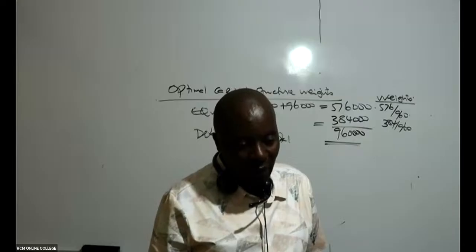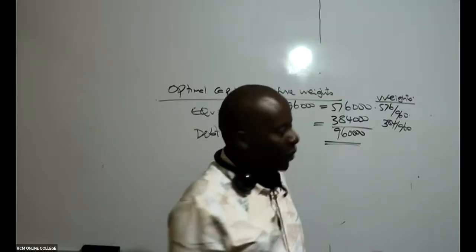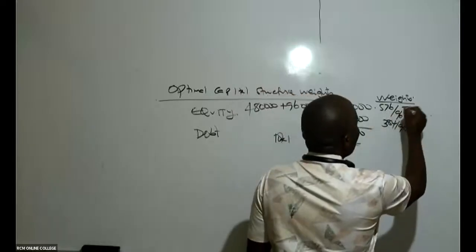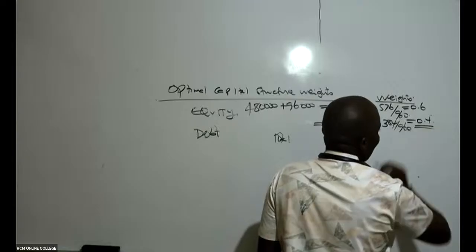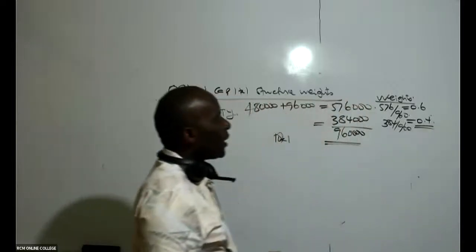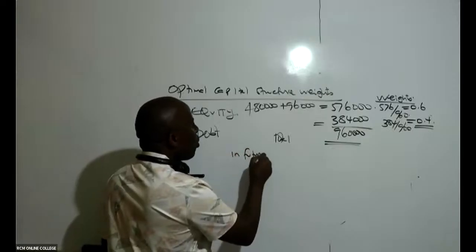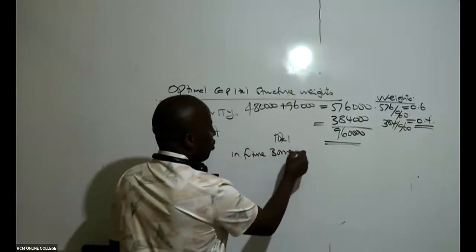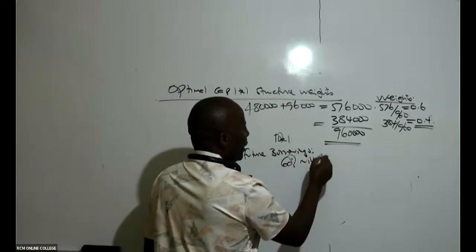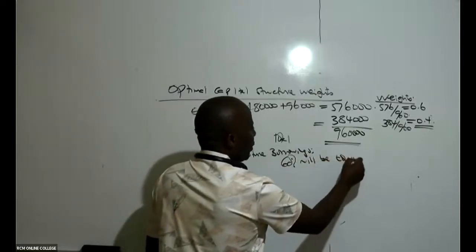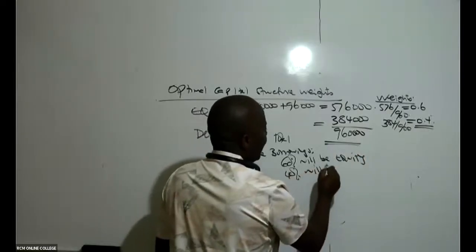So most of them are saying, Mwalimu, this should be 0.6 exactly. Thank you very much. So this is 0.6, then therefore this will be 0.4. So what does this mean? It means that even in future borrowings, 60% will be equity, and the 40% will be debt.